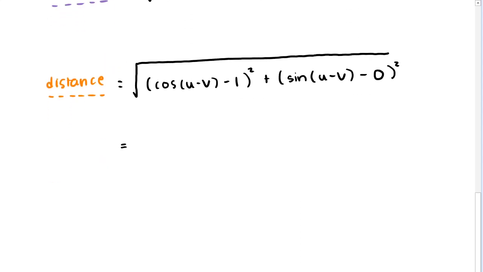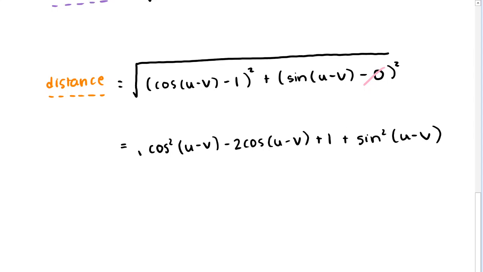And so here, squaring the first part of our expression gives us cosine squared of u minus v, take away 2 times cosine of u minus v, plus 1, right? So square of the first term, square of the second term, and then twice the product of our 2 terms. And then for the second square, minus 0 doesn't really contribute anything. We're really just squaring sine of u minus v. And again, this is all underneath our square root.